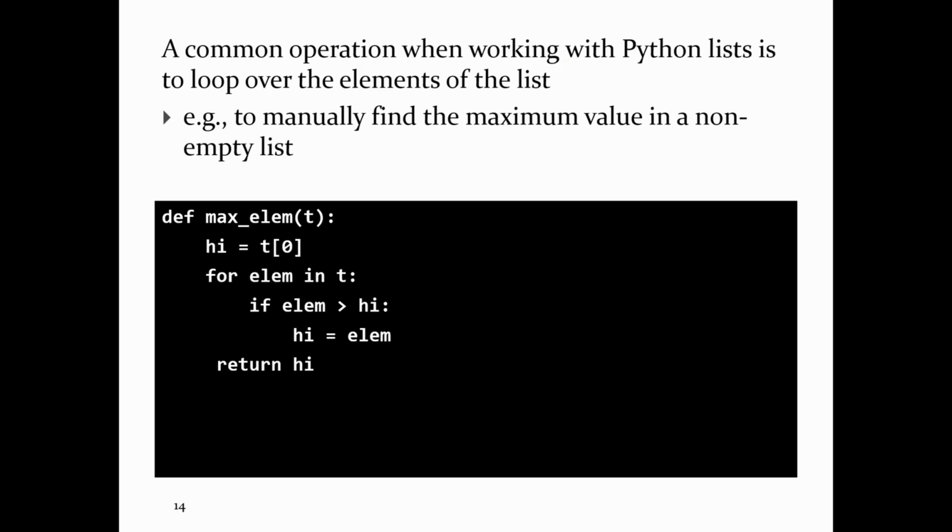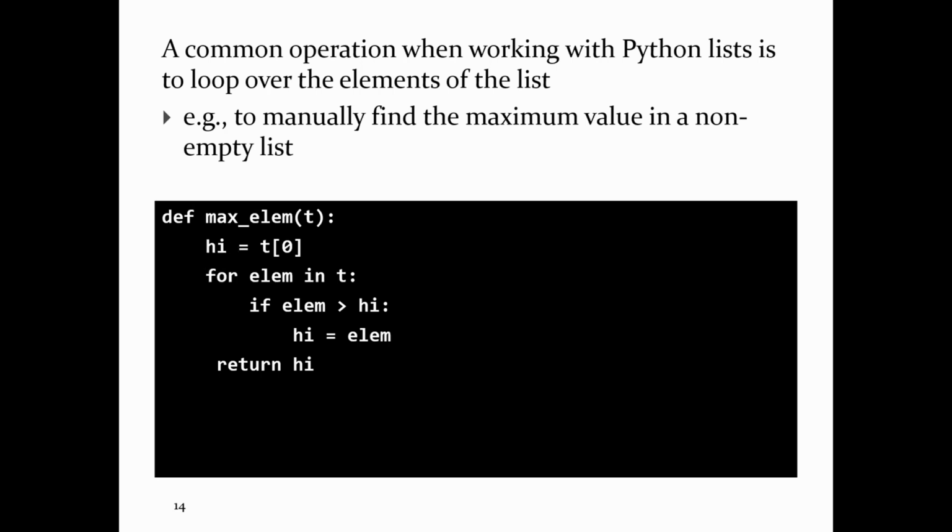So when you're working with a Python list, one of the most common things that you do is loop over the elements of the list. If I want to find the maximum value in a non-empty list, one way to do it is to write a little loop. Here I've got a function called maxElem, which finds the largest element in T. This only works if the list is not empty. If the list is empty, then T[0] will cause an error in Python, just like it'll cause an error in Java. I'm going to assume the first element of the list is the largest element. And now I need to look at all the other elements in the list.